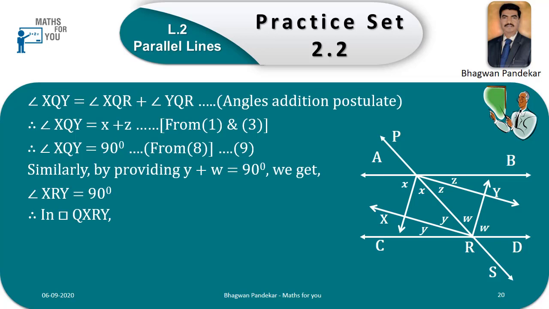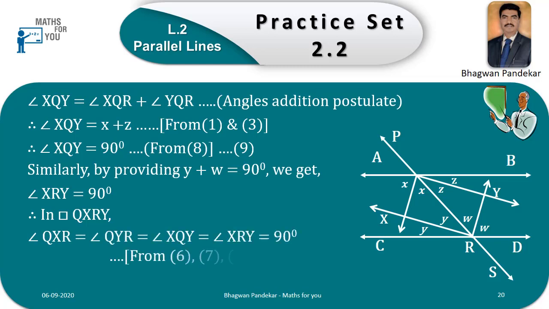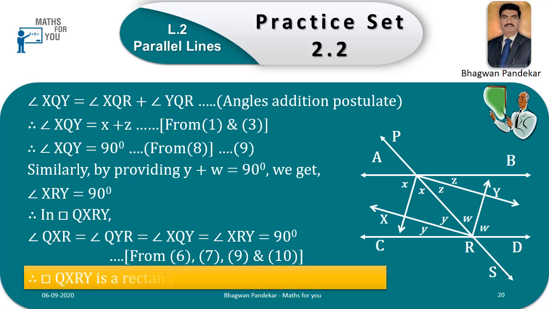Therefore, in quadrilateral QXRY, angle QXR is equal to angle QYR is equal to angle XQY is equal to angle XRY is equal to 90 degrees from equations 6, 7, 9 and 10. Therefore, quadrilateral QXRY is a rectangle by the definition. Hence the proof.